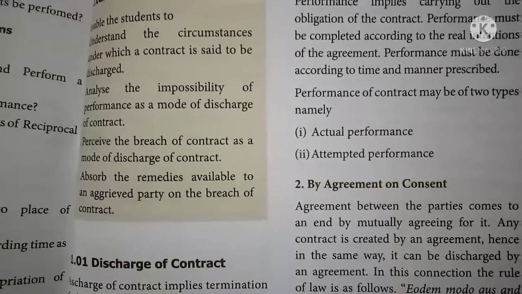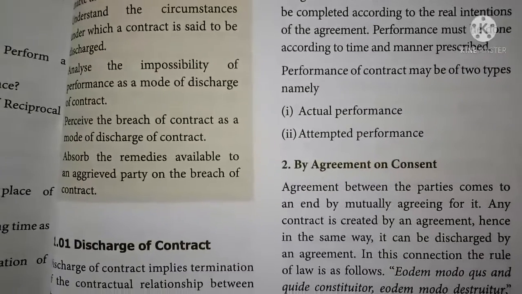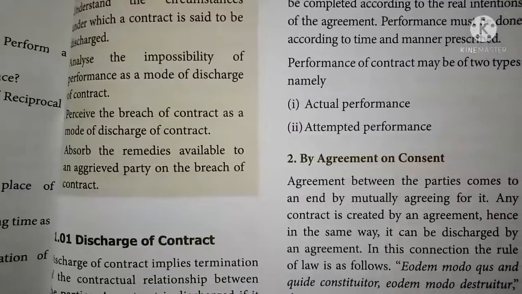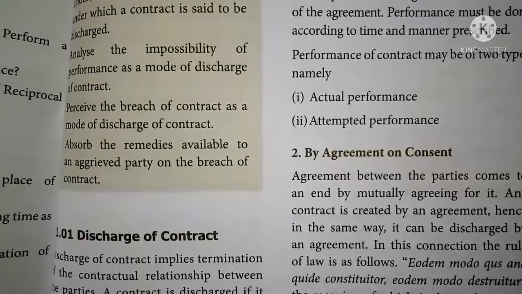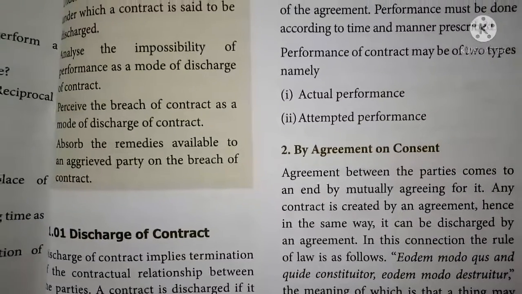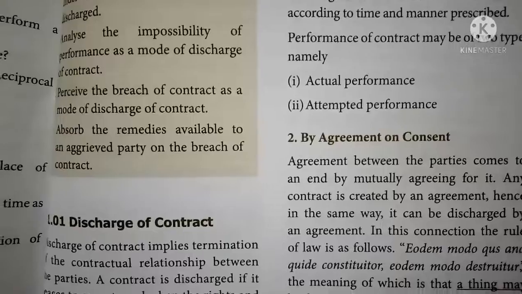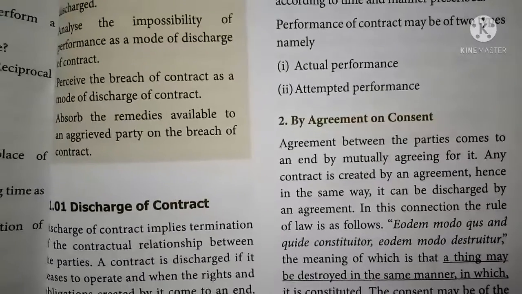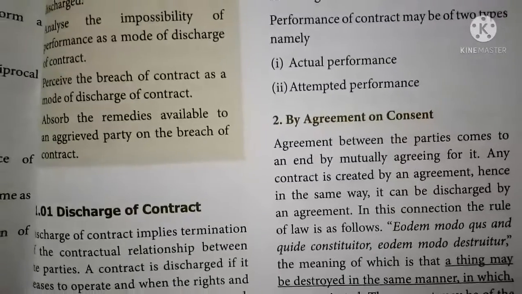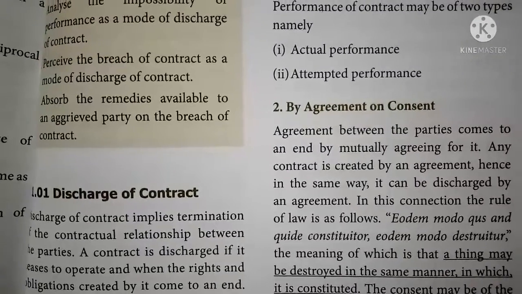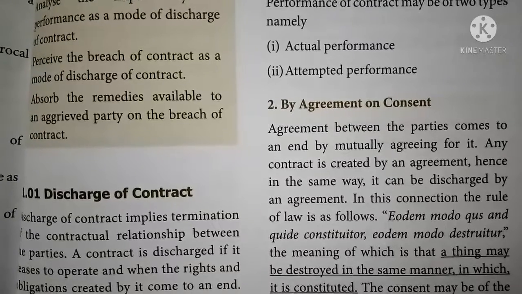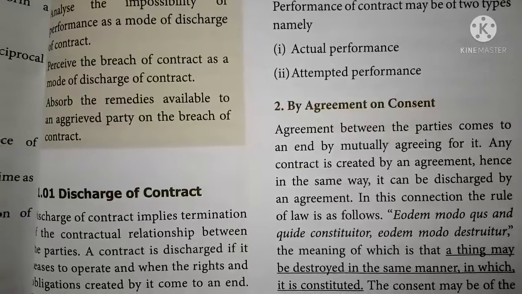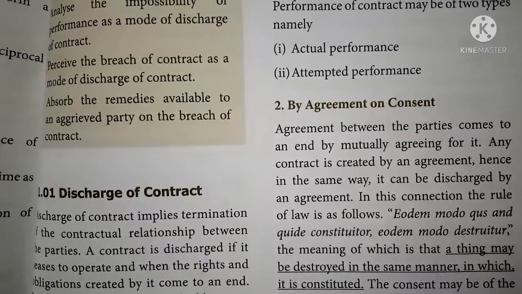Then the second mode of discharge of contract is by agreement or consent. Agreement between the parties comes to an end by mutually agreeing for it. Any contract is created by an agreement, hence in the same way it can be discharged by an agreement. Whenever a contract is created by the two parties, there must be an agreement. Likewise, when the contract will be discharged, again the agreement will be made by the two parties mutually.